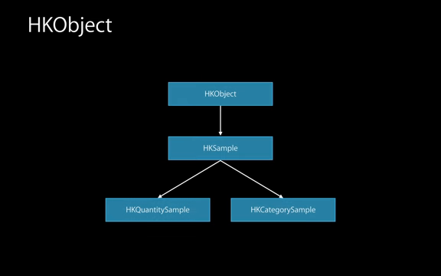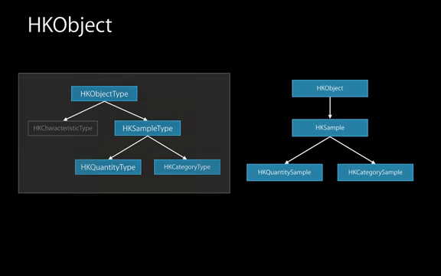So now we have a quantity, and we have an object type. It sounds like you're ready to create some data. All data stored in HealthKit is a subclass of HKObject. Here we have a diagram of the HKObject class hierarchy. You might notice that this is pretty similar to the hierarchy we just saw for HKObjectType. This is by design, as object types and objects are very closely tied together.